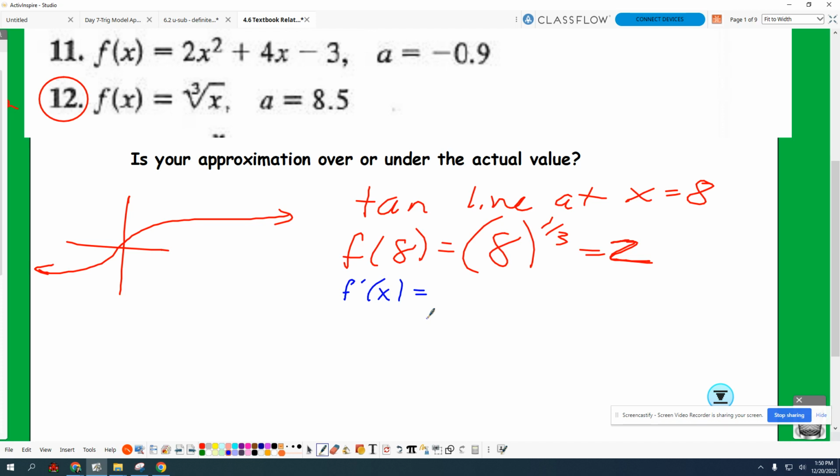I got 1/3 x to the power of -2/3. Can I write it like this? Can I just immediately not write the negative? I need the slope at that. How do I do that without a calculator?